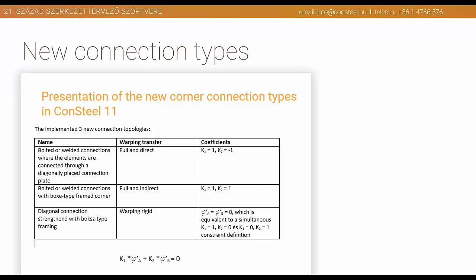The constraints, in the case of a simple corner consisting of one column and one beam, are basically an equation like you can see below: K1 times phi A', the first derivative of phi A, which is the seventh degree of freedom deformation, plus K2 times this deformation at the other end, equals 0. In the first case the values of K1 and K2 are 1 and -1. In the case of the box type connection, both are 1. This is just the mathematics behind it, and the user will just see that these deformations appear as expected.